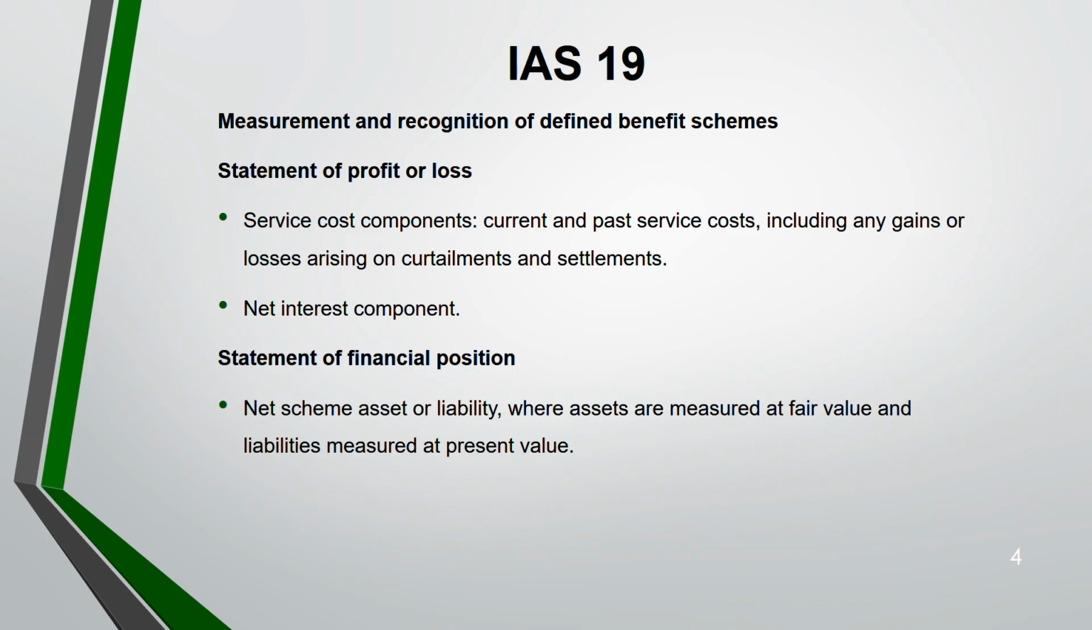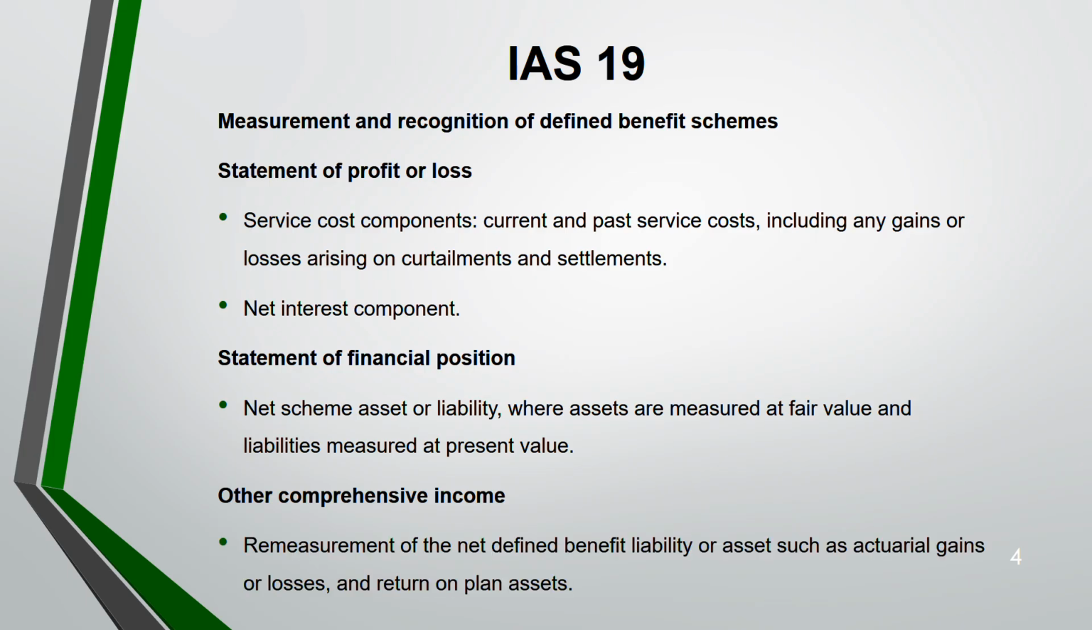In your statement of financial position, it is either an asset or a liability. The net scheme asset or liability will be recognized. Assets are measured at fair value, and if it's a liability, it will be measured at present value. This you have to remember: assets at fair value, liabilities at present value. And in other comprehensive income, the remeasurement of your net defined benefit liability or asset. Anything could be remeasured.